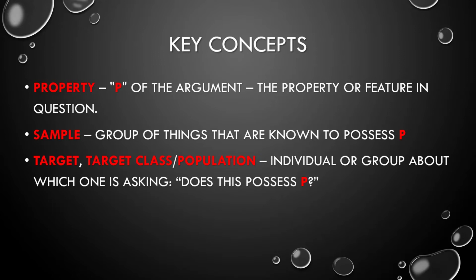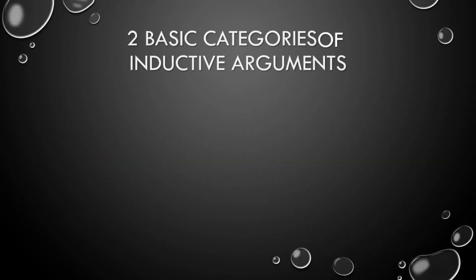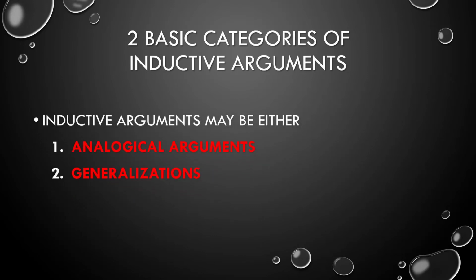Now, whether the target's a single thing or a larger group of things, the goal of an inductive argument is to show that it possesses the property in question, and every inductive argument's conclusion attributes the property in question to the target. Now, there are two basic categories of inductive arguments. They may be either analogical arguments or generalizations.